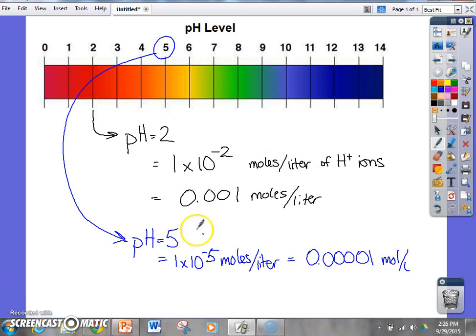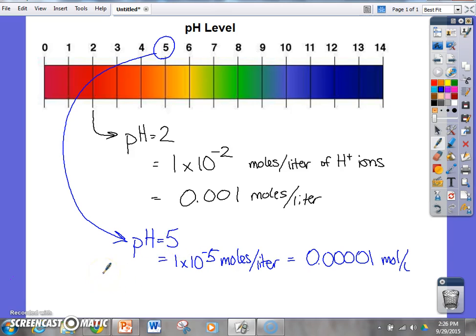Which one of those two is a bigger number? The top. This represents a higher concentration because it's a larger numeric value than this number does. So the higher the numbers go on the pH scale, the lower the actual concentration of hydrogen ions. The lower the numbers, the higher the concentration of hydrogen ions.